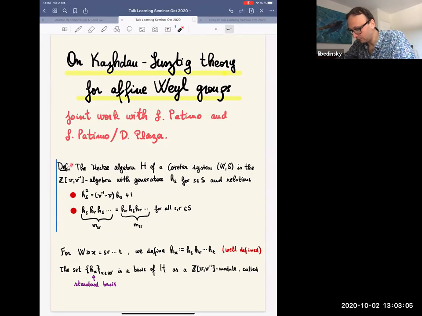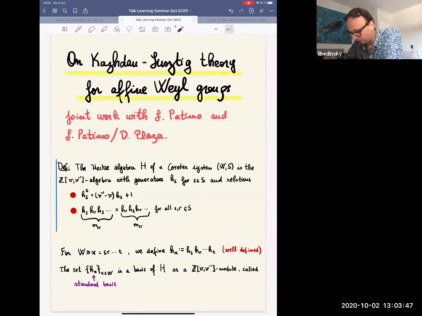Let's start with the definition of the Hecke algebra. The Hecke algebra H of a Coxeter system (W, S) is a Z[v, v^-1] algebra with generators H_s for s in S and relations H_s squared equals (v^-1 - v) H_s + 1. This is the quadratic relation, and the braid relation, where the m_st are the numbers defining the Coxeter system.